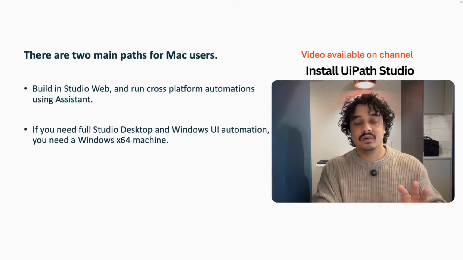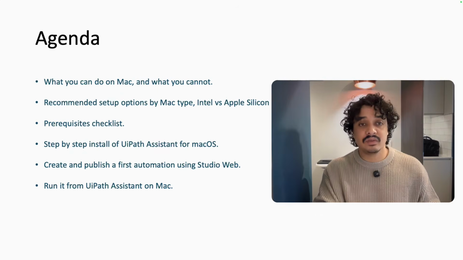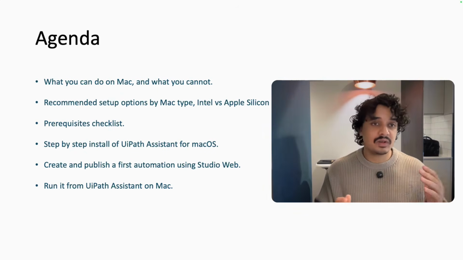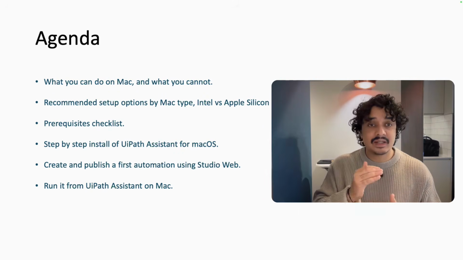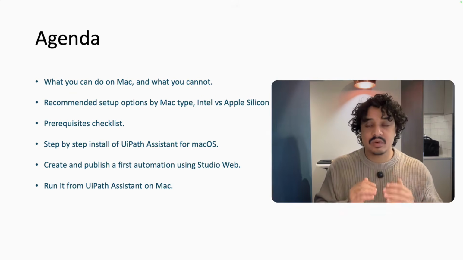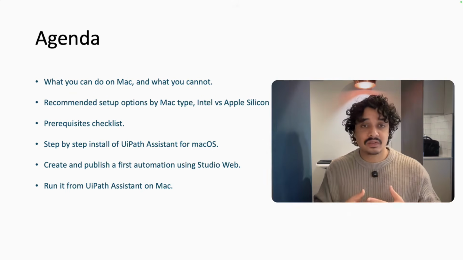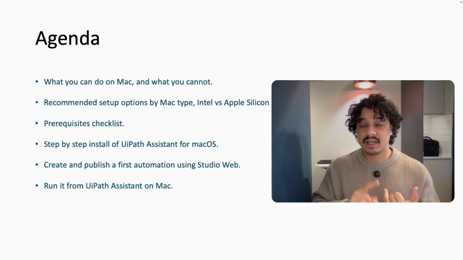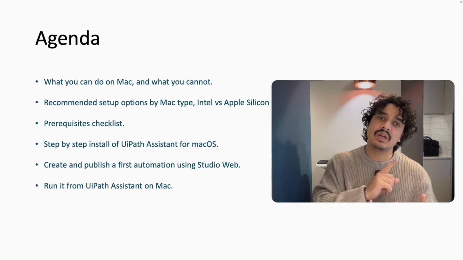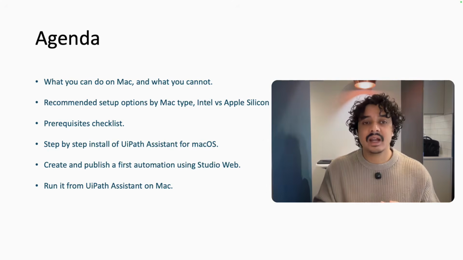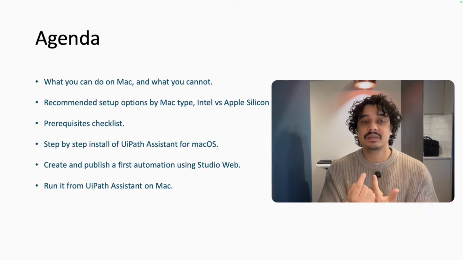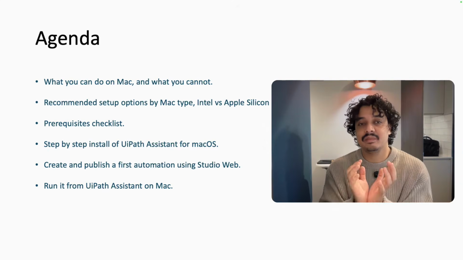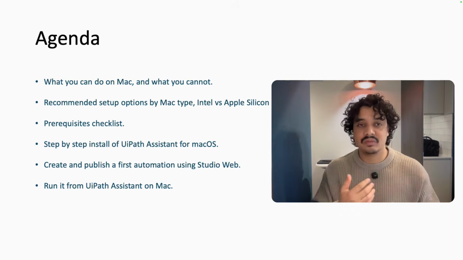Now, with that, let's go to the agenda for today's video. This would be the overall agenda, more or less. We are going to see what we can actually do on Mac, and what the recommended setup and prerequisites are. I'm going to do it step by step on my Mac so that you can also follow along. We would need an Automation Cloud account of UiPath. I'm also going to create that, and we are going to run a small automation with UiPath Assistant so that the complete setup gets completed and you have a base setup so that you can go and try more and more automation. So this would be my agenda for today.